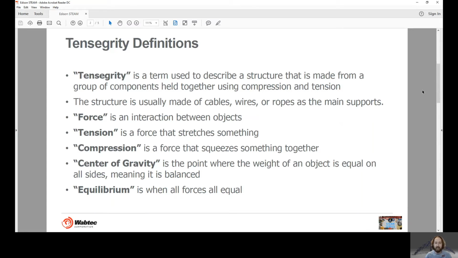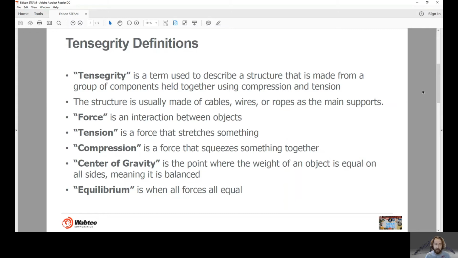So that is a force that stretches something. So if you have a rubber band, as you start to pull the rubber band apart, it starts to get really tight, and you can feel that it's starting to pull against your fingers. That's tension. Now, compression is a force that squeezes something together. So if you have a spring and you try to push it down, it's trying to push your fingers apart. So when you push the spring down, you're actually compressing it, and you're feeling the compression force try to push back.